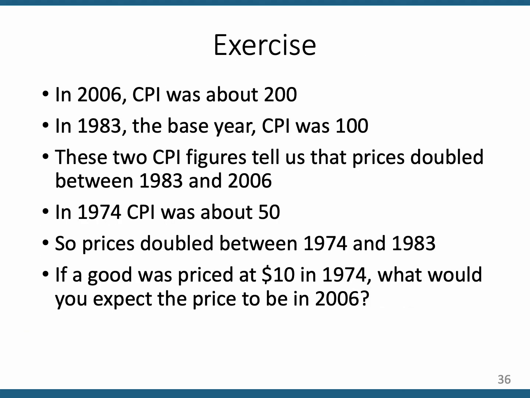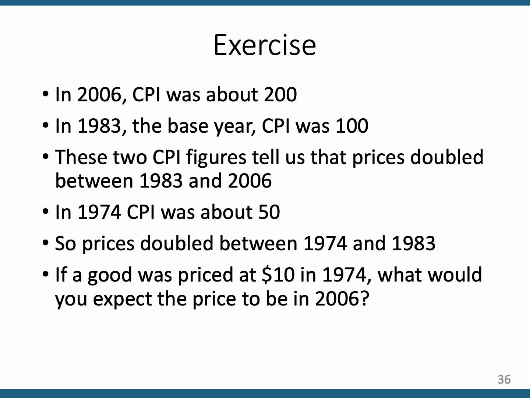Here's kind of a neat example. The Consumer Price Index, this is an actual price index that we have values for, and you can look it up in a table. In 2006, the Consumer Price Index was about 200, and this is rounding it off. In 1983, so this was when it was established, the Consumer Price Index was 100. So let's call that the base year.